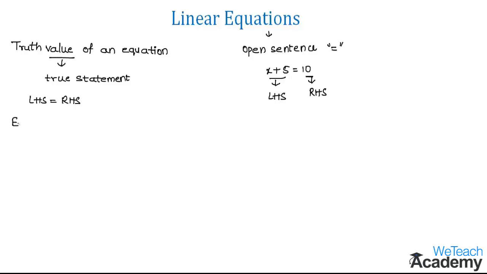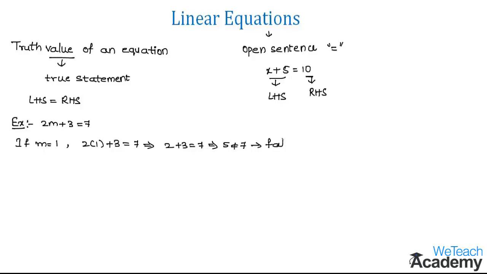For example, let us consider the equation 2m plus 3 is equal to 7. Now let us substitute different values for the variable m and try to find the truth value of this equation. First, if m is equal to 1, then by substituting the m value in the equation we get 2 into 1 plus 3 is equal to 7. That implies 2 one time is 2, plus 3 is equal to 7, and therefore this comes as 5 is equal to 7. We observe that 5 is not equal to 7, so it is a false statement.